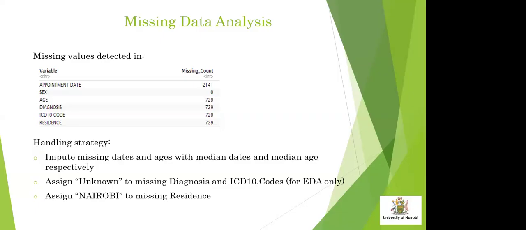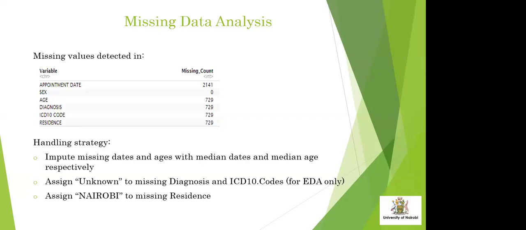impute. For example, for the appointment date, I imputed using the median dates because median is less sensitive to outliers as compared to mean. And then age being a continuous and right skewed variable, median imputation was preferred over mean.